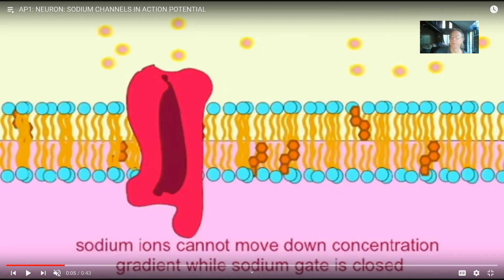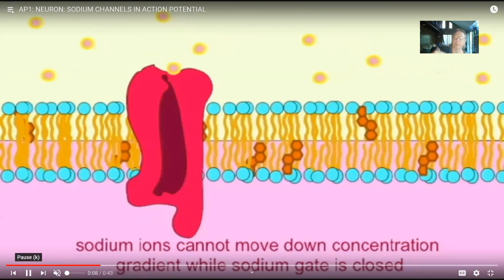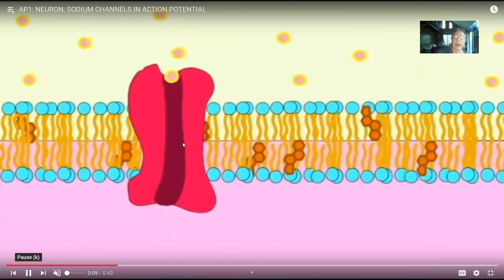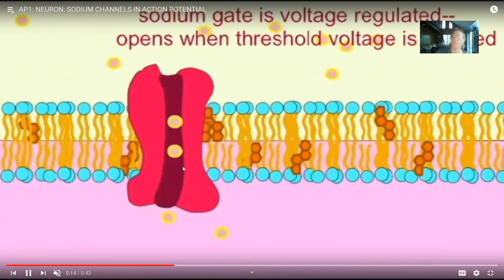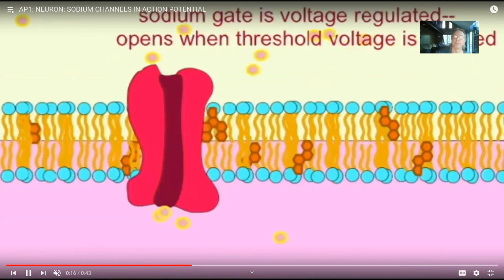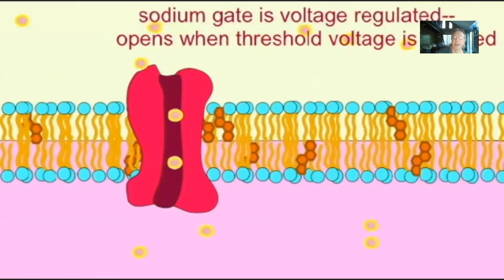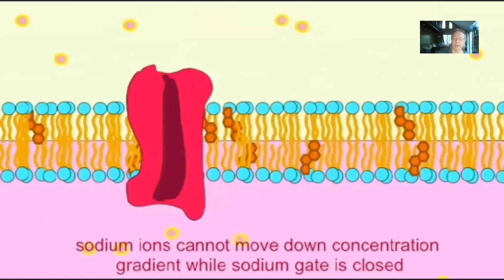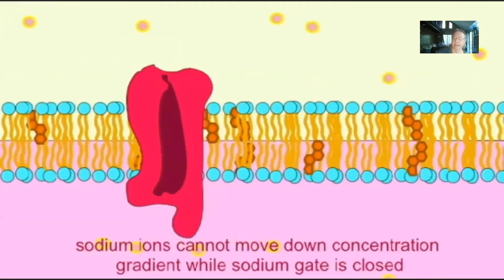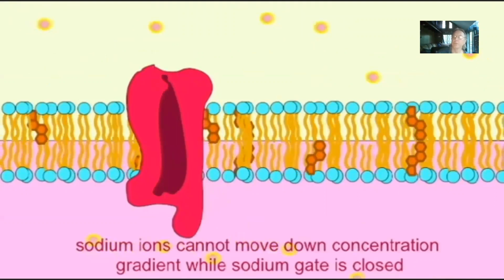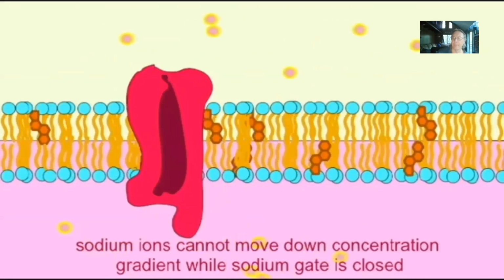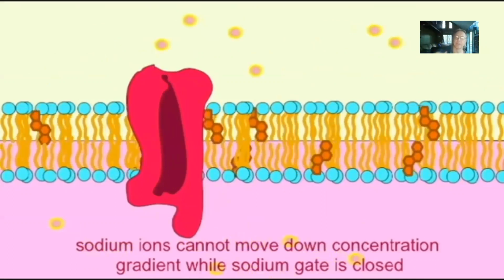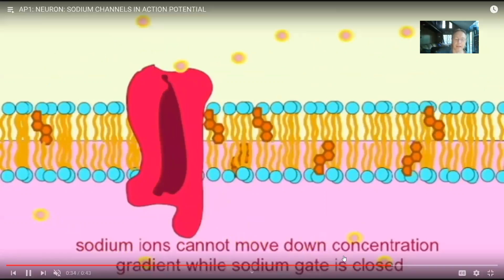All right. So before we put all of this together, once again, the sodium wants to come in, going from an area of high concentration to low, and it can't until this voltage regulated gate opens. So at one voltage called the threshold voltage, this opens, and sodium comes rushing into the cell. The gate then closes at around the point where the cell has reached 30 millivolts on the positive end because of all of the sodium coming in.